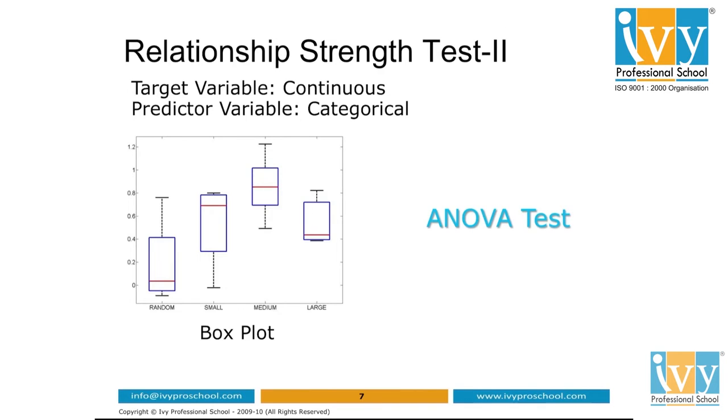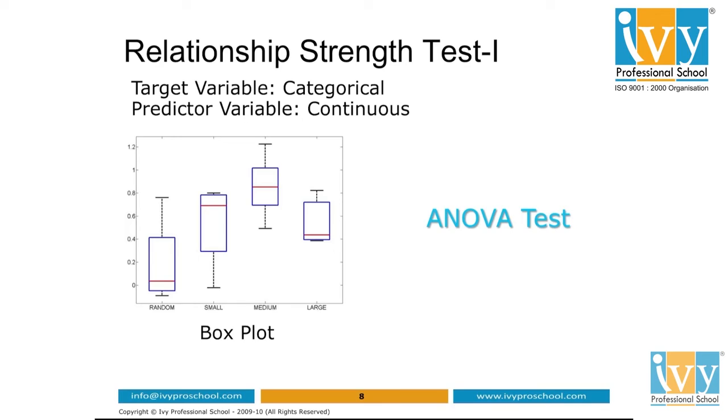When the target variable is continuous in nature and the predictor variables are categorical in nature, the visual plot for the same is called a box plot, which displays the strength of relationship, and the statistical test is called the ANOVA test or analysis of variance test. Similarly, when the target variable is categorical in nature and the predictor variables are continuous in nature, the same concept applies here as well.